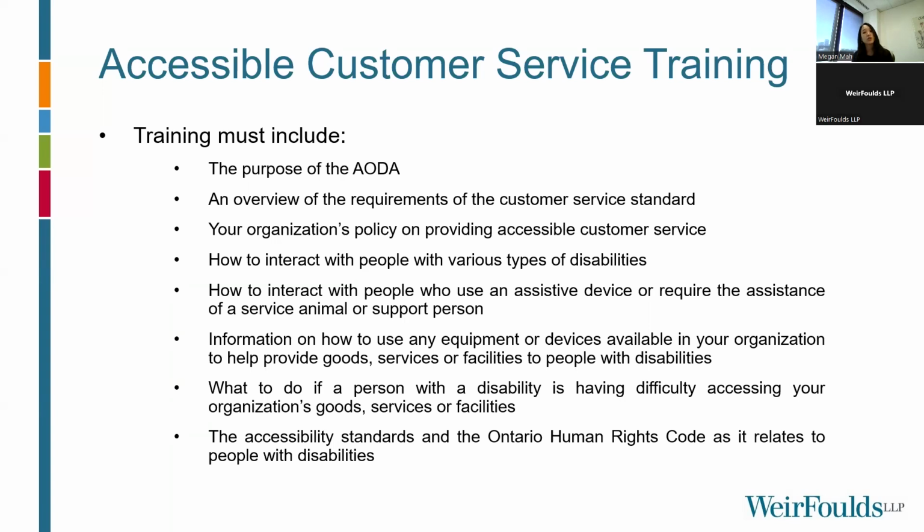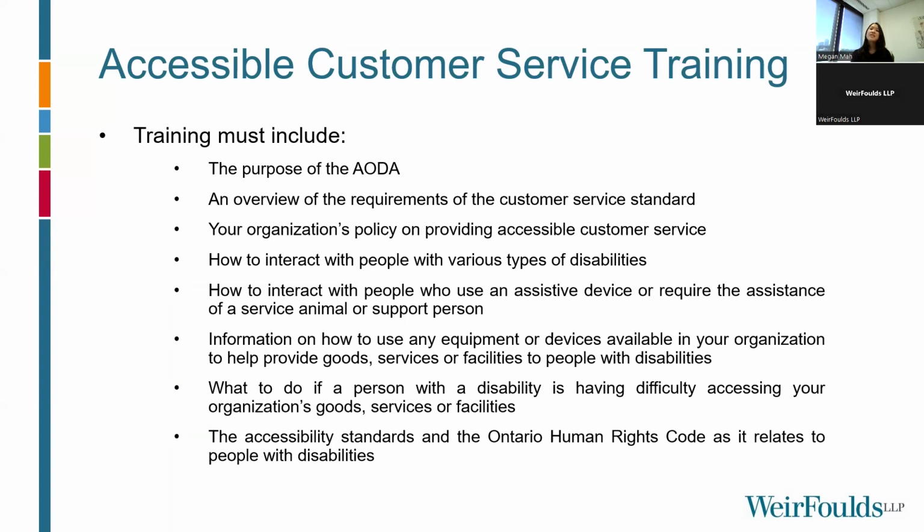And the training should also include what to do if a person with a disability is having difficulty accessing the organization's goods, services, or facilities, and what process they may follow to overcome that difficulty or to request additional accommodation. And then the training should also include the accessibility standards that we already touched on and the Ontario Human Rights Code as it relates to people with disabilities, which we already briefly touched on.